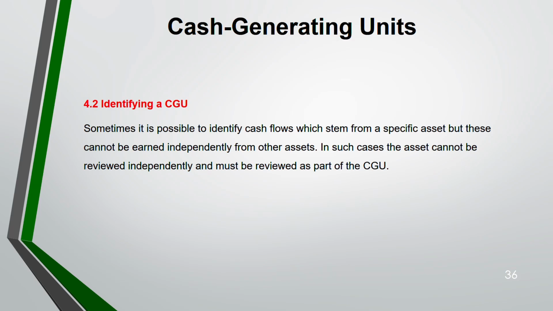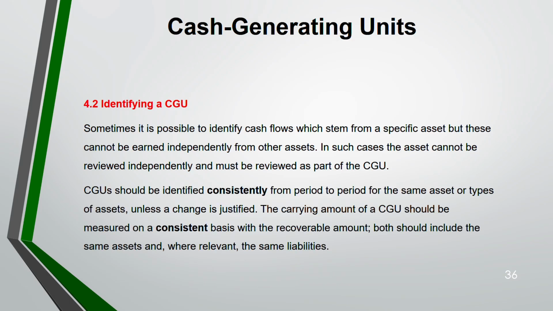Now, sometimes it is possible to identify cash flows which stem from a specific asset. You can say that because of this asset, this is the cash flow. But this cannot be earned independently from other assets. You do need the help of other assets. In such a case, the asset cannot be reviewed independently and it has to be reviewed as a part of a CGU. In your exam, you could be given an individual asset or a CGU.